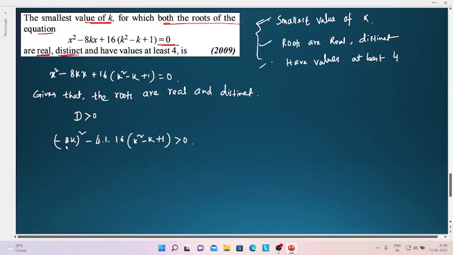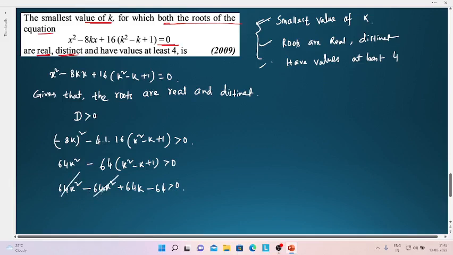So let me calculate that part. Since it is minus 8k whole square, that will be 64k square, right, minus 4 times 16. So can you tell me the value? It will be 64, right? It will be 64 times k square minus k plus 1, which is greater than 0. So let me expand that part. So it will be 64k square minus 64k square, right, plus 64k and minus 64, which is greater than 0, right? So this part and this part will cancel out, and we will have 64k minus 64 which is greater than 0.